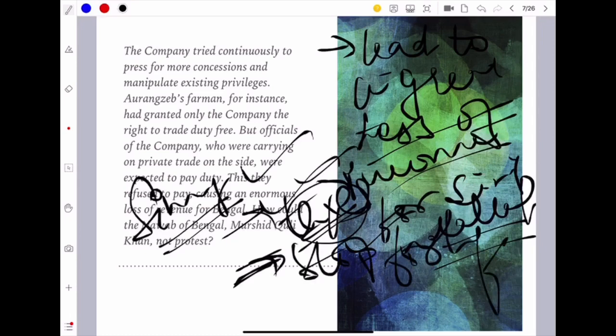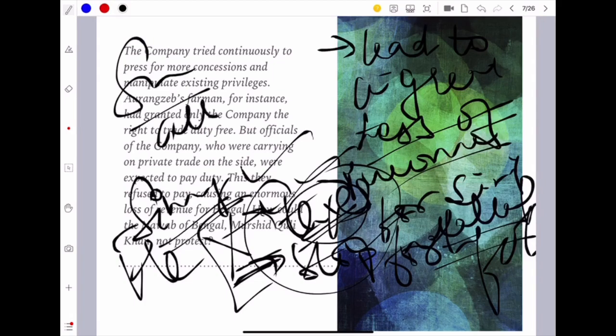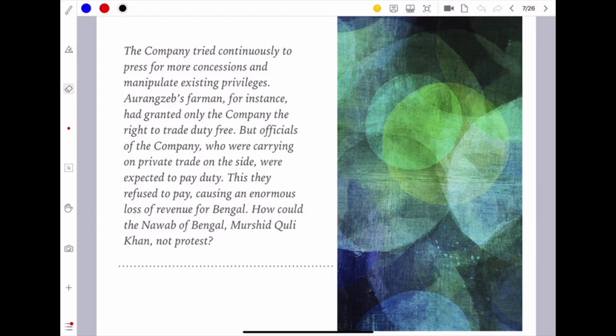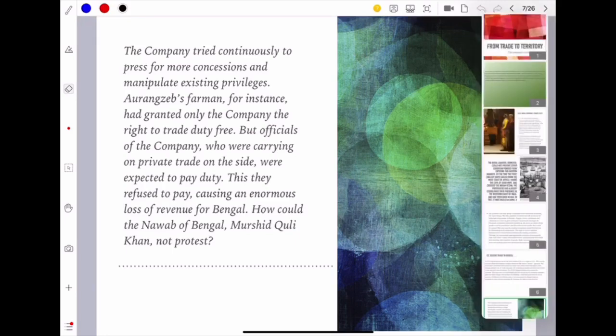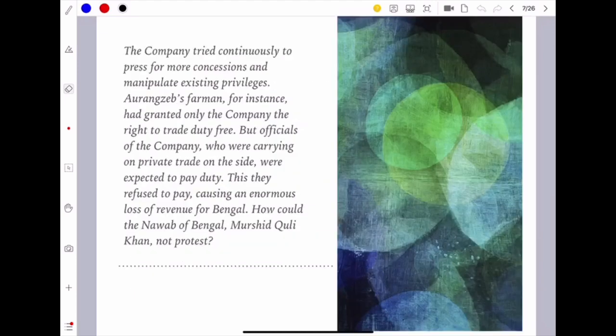Stop fortification. And then the EIC did not follow these two orders. Sirajuddin attacked where? The factory of the EIC. That was at Qasim Bazar. Yeah, we just had discussed about the factory, right? He attacked there. Wasn't it a good idea? Right? Now, how did these trades lead to battles?